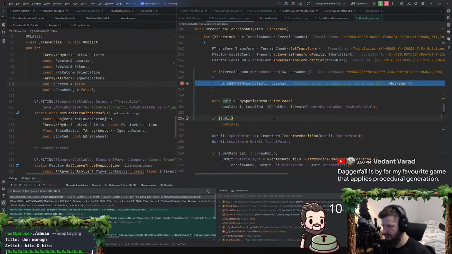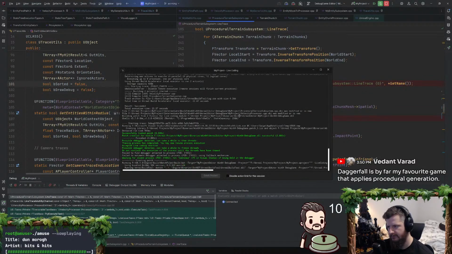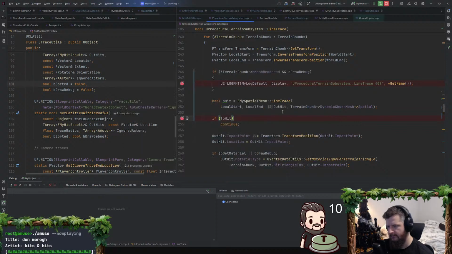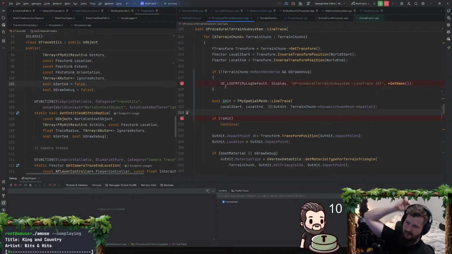Okay, so we're gonna need to run that. So I want to see the value. I'm trying to see if unrendered chunks ever get a line trace hit. They should.